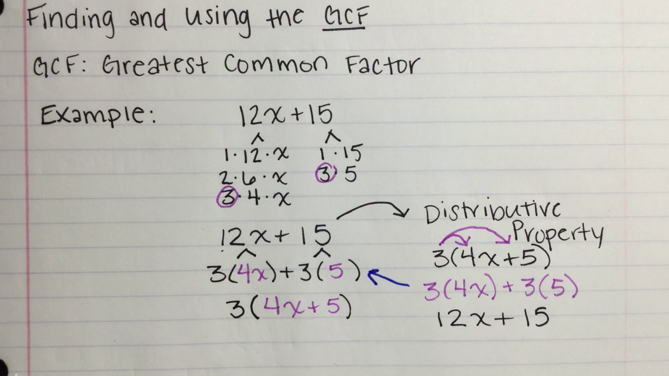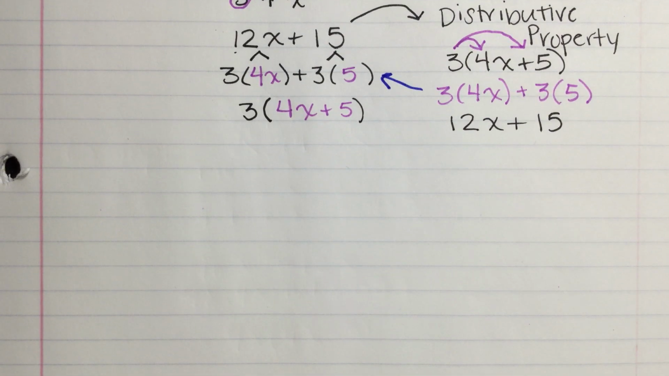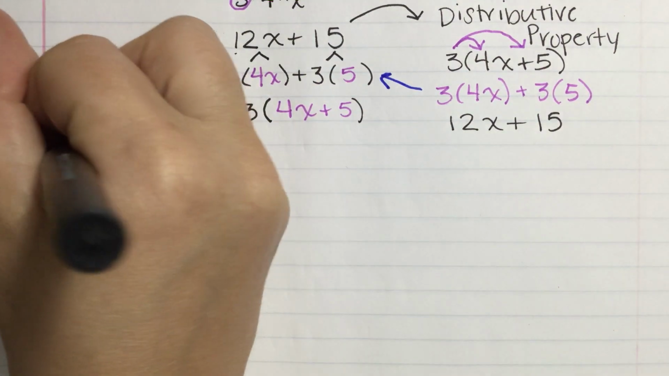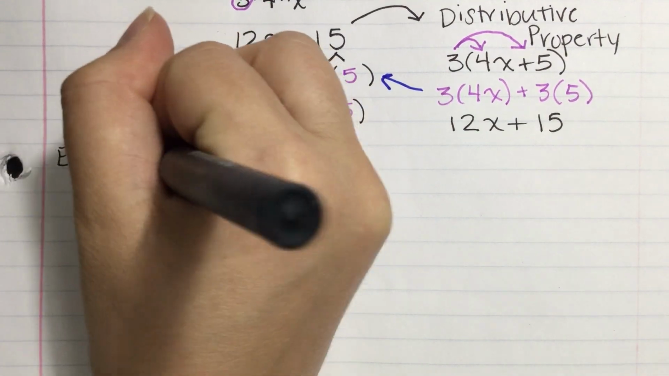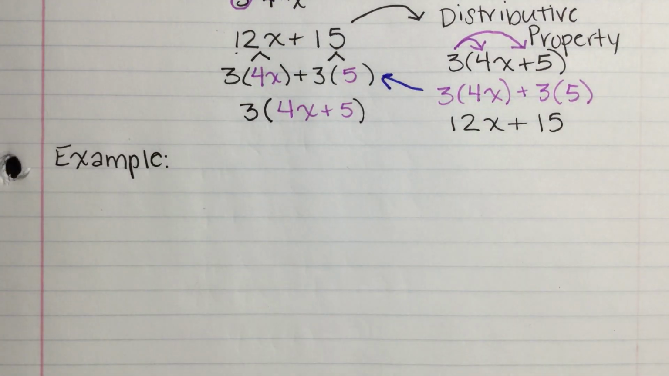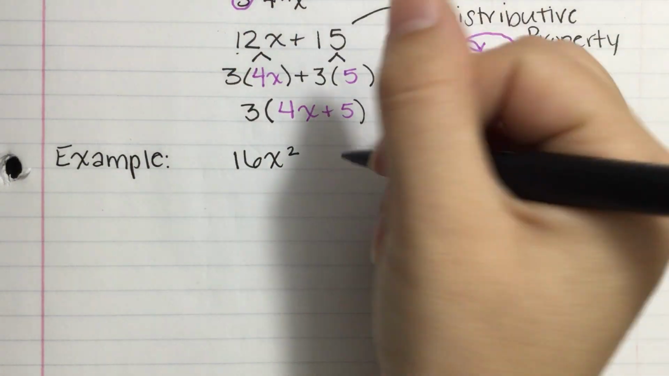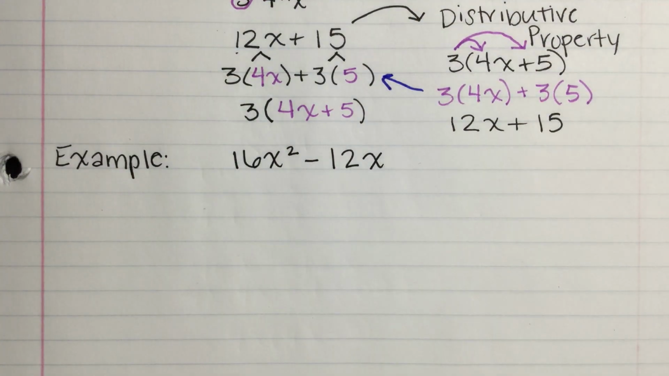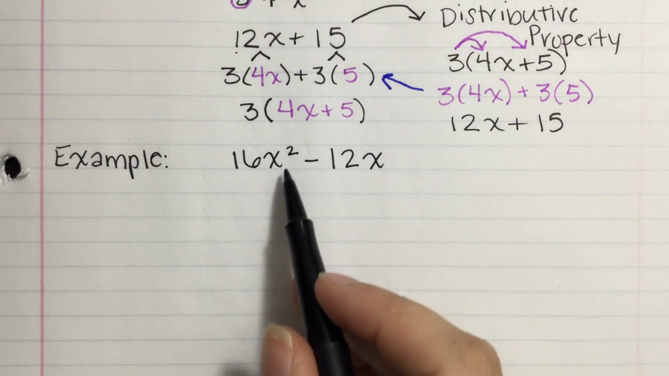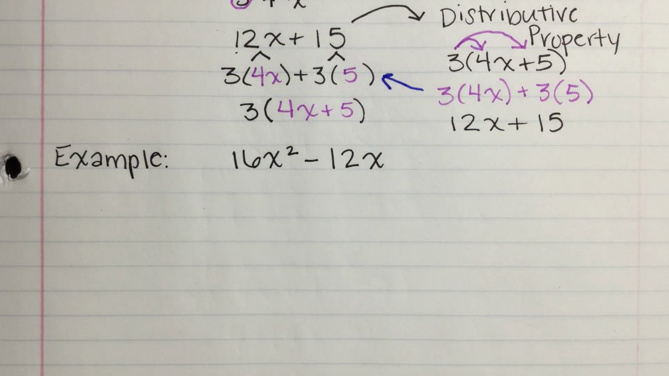So we're going to try another one where we actually have another term. So let's do 16x squared minus 12x. There are a couple of things that are different about this one right off the bat. Number one, we've got a squared value. Number two, we've got a minus sign. So it's going to change how this looks a little bit, but not too much.